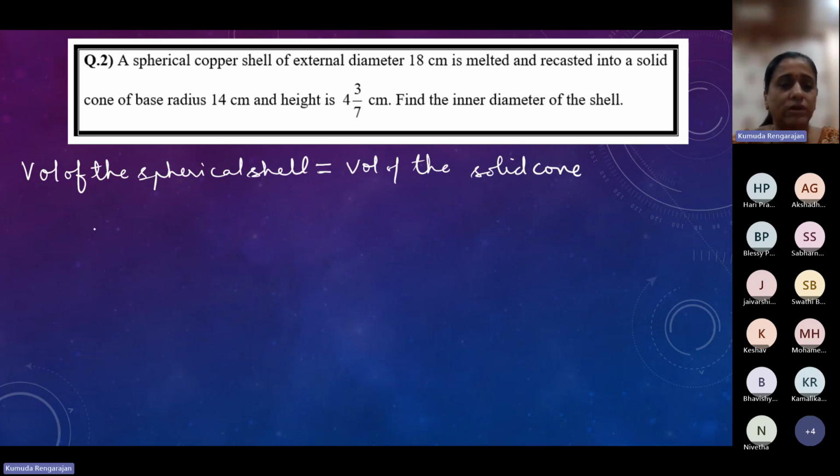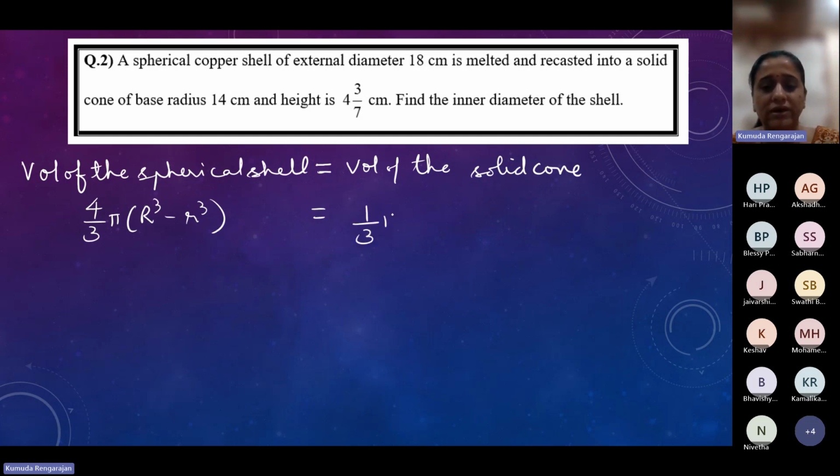So now write the formula. Volume of the spherical shell, 4/3 pi (capital R cubed minus small r cubed) is equal to the cone volume formula, 1/3 pi R1 square H. So easily you can cancel 3 and 3 on both the sides. Pi gets cancelled on both the sides. So 4, open bracket, external diameter 18, so external radius 9.